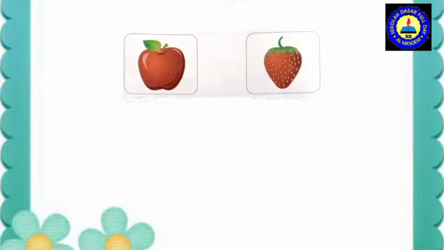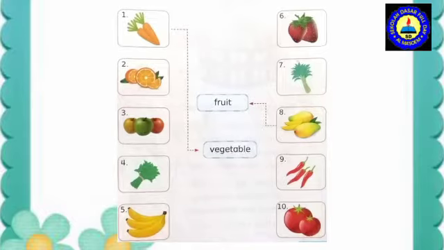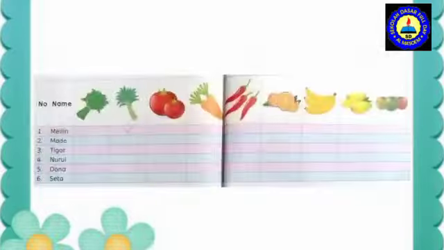Nice, kids. Now please look at page 128. Look and match. Draw a line. Which are fruits and which are vegetables? After that, please look at pages 130 and 131. Listen and tick.